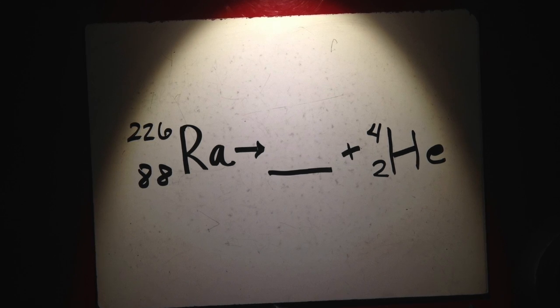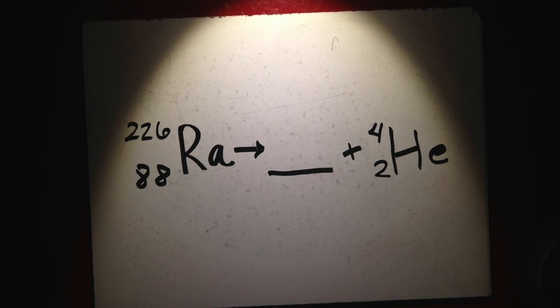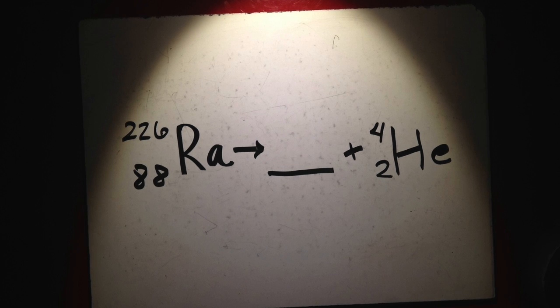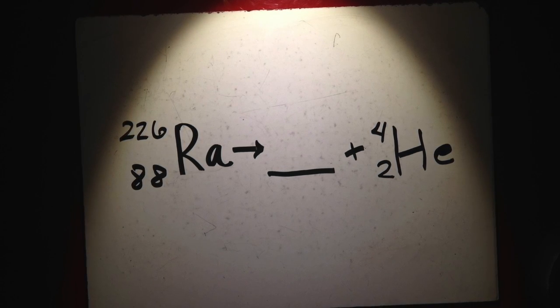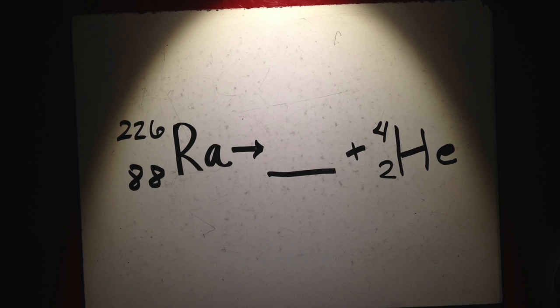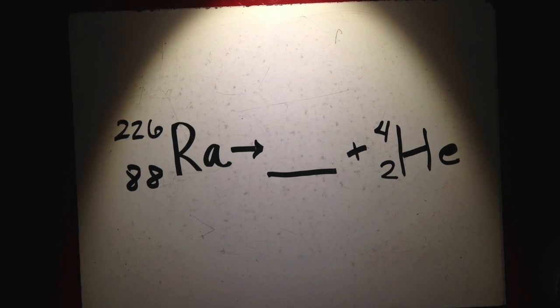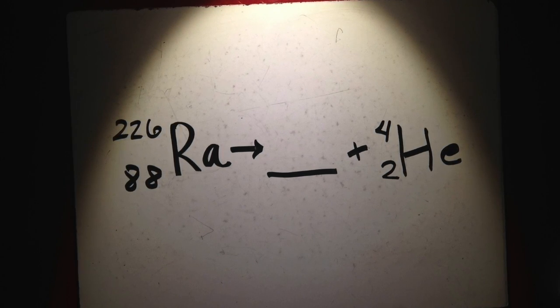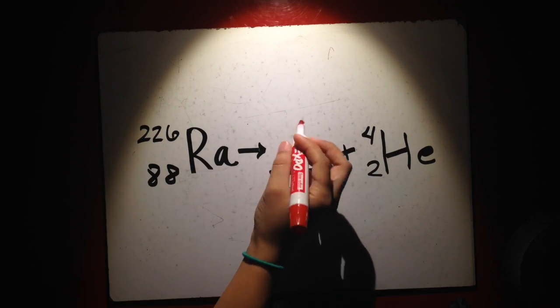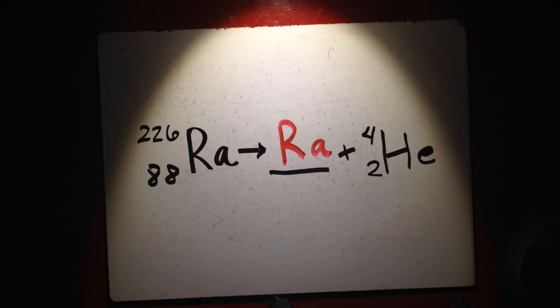Looking at the atomic number, we need an element with 86 protons, so that when added to the 2 protons of the alpha particle, it will equal the 88 protons it began with. The element must also have an atomic mass of 222, so that when it is added to the 4 AMU of the alpha particle, it will equal the original 226 AMU. So the element we are looking for is radon-222.